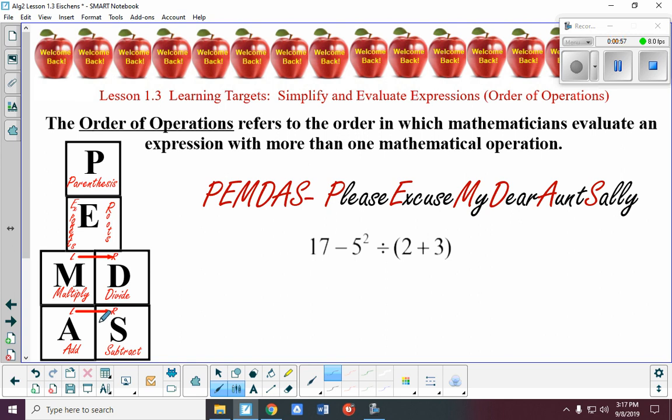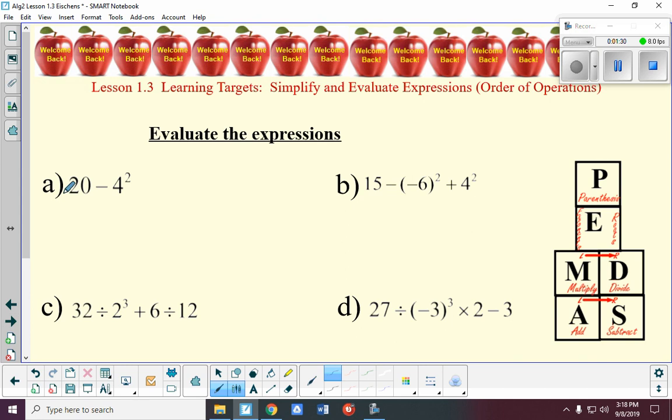So in this first problem, we have parentheses, so we're going to simplify that. So 2 plus 3 is 5. Now as we look, we have an exponent. So that is only on the 5, so we have 17 minus 25 divided by 5. And then we have division, which comes before subtraction. So 17 minus 5. And then lastly, we subtract. So in this problem, looking at our PEMDAS, we first do exponents, and then we subtract.